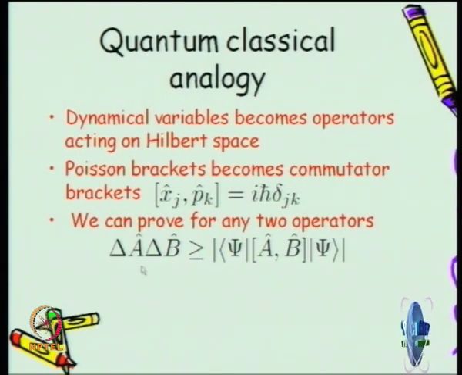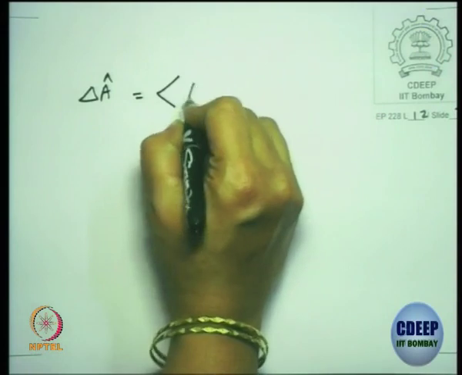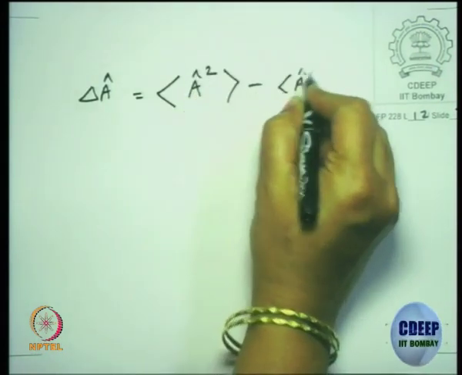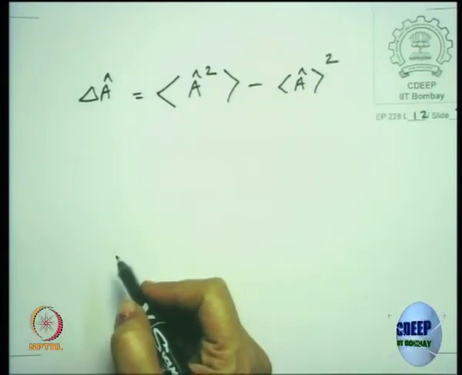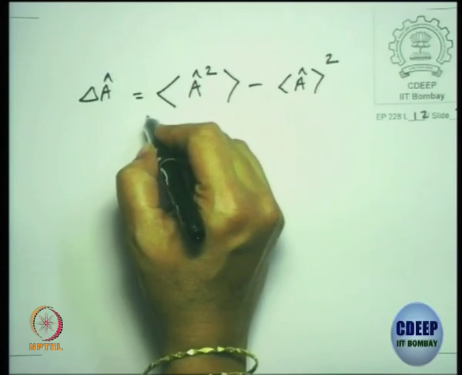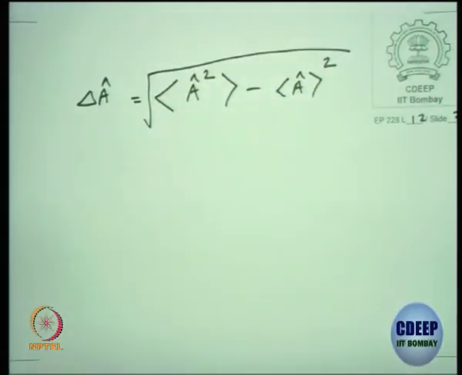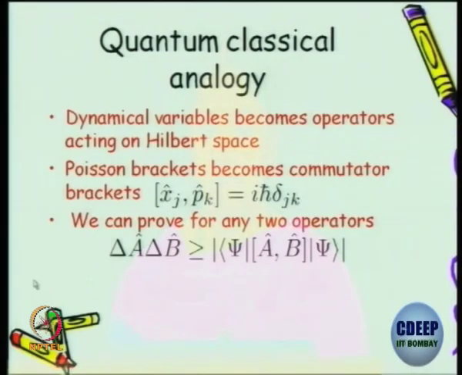Delta A is your standard deviation of an operator A. What is the formal definition? We saw this in one of the lectures. What is delta A? It is the expectation value of A squared minus the expectation value of A the whole squared, and then you take the square root. So for some dynamical variable or some operator, the standard deviation is given this way. The standard deviation is what we call the uncertainty in the observable corresponding to the operator A, times the uncertainty in B. It can be proven that this is going to be related to the commutator bracket.